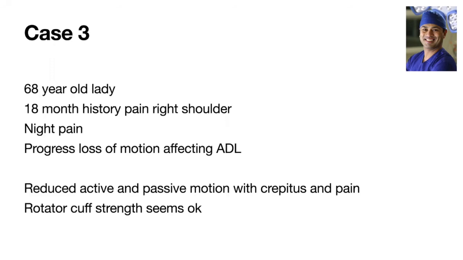So you do. And you notice that not only is the active motion reduced, the patient can't lift their arm themselves, but passive motion is reduced. They complain of pain, and you can feel some crepitus in the shoulder when you lift the arm up. Within the confines of the physical examination possible, the strength seems okay. So normally I turn to the audience and say, what are your thoughts?